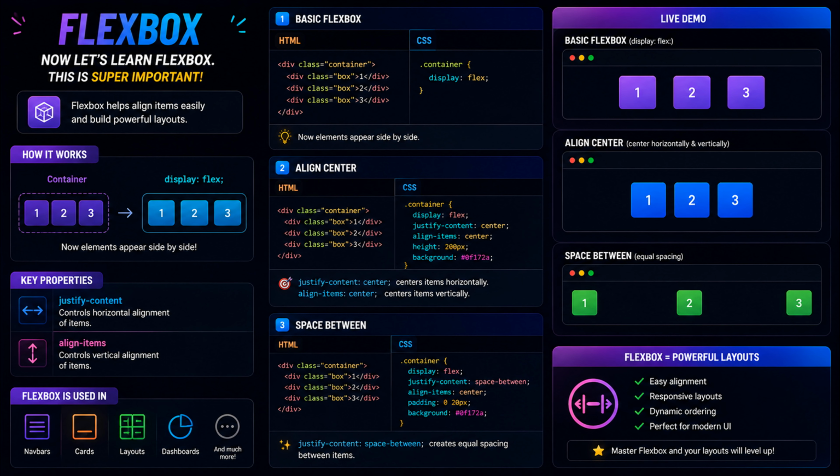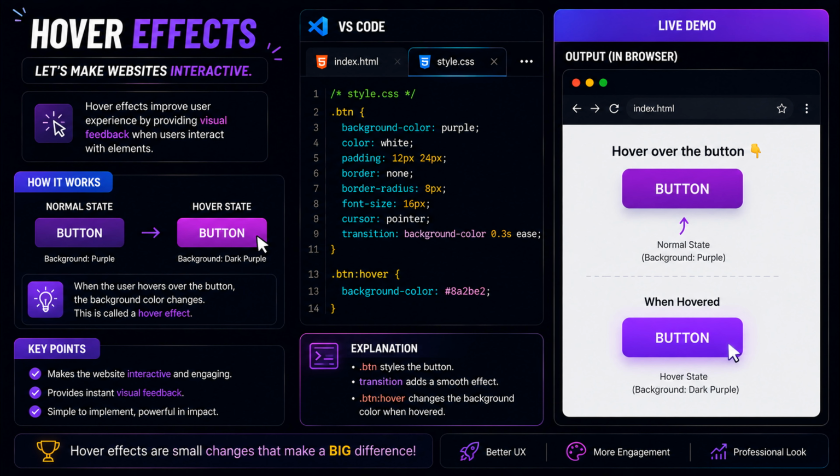Flexbox. Now let's learn Flexbox. This is super important. Flexbox helps align items easily. Container, display flex. Now elements appear side by side. Align center: container display flex, justify content center, align items center. Justify content controls horizontal alignment. Align items controls vertical alignment. Justify content space-between creates equal spacing. Flexbox is used in navbars, cards, layouts, dashboards.